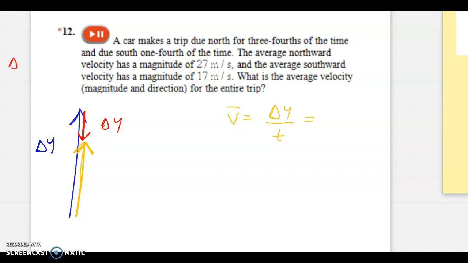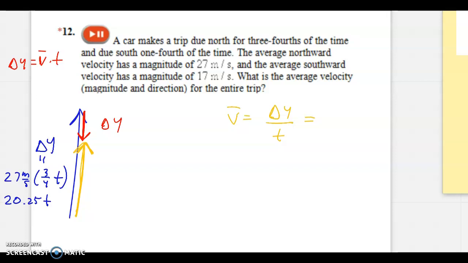So we know that displacement is average velocity times time. That's going to be for both parts. So for the blue part, I'm going to say that this is equal to 27 meters per second times however much time that was. Well, they said that was 3/4 of the time. I'll just call it t. So now 27 times 3/4 is 20 1/4 t. So that represents how much distance that is.